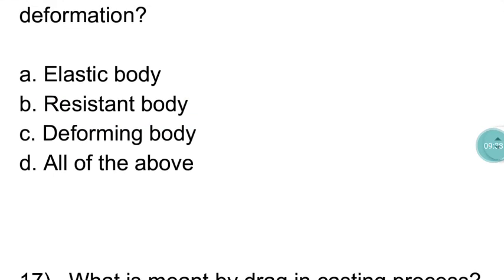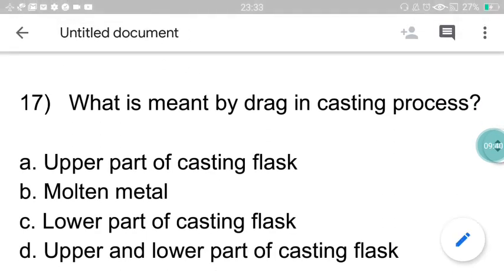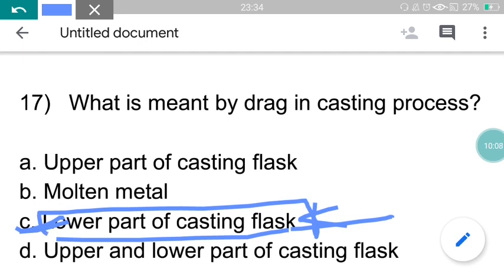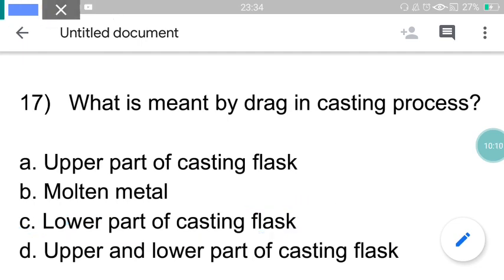Okay, next question. What is meant by drag in casting process? Okay, drag. So they are asking drag. So drag is nothing but the lower part of the casting flask. If anyone asks what is meant by cope, it means the upper part of the casting, and cheek is the middle part. Okay, keep in mind, cope is the upper, cheek is the middle, drag is the lower part of the casting flask. So the correct answer for this question is option C. The lower part of the casting flask is known as drag.